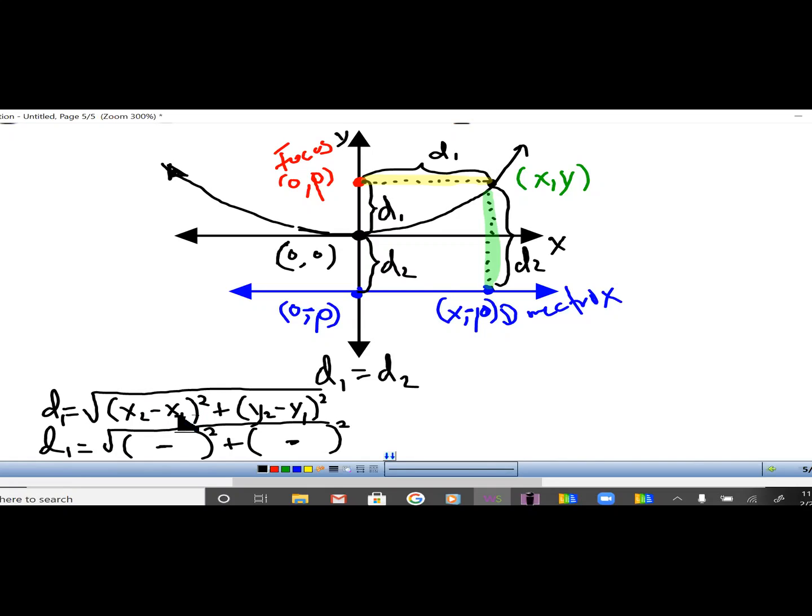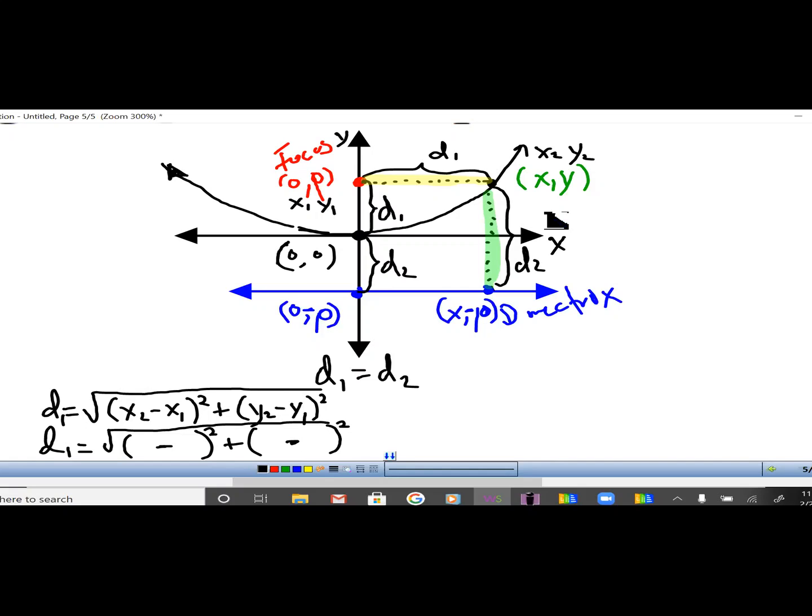So I need to fill this in for this distance. Look up, please. This distance, distance 1. So I need 2 points. I have my first point here, which is the focus, and the other point, which is x, y. But I need them labeled for this distance. So I'm gonna use the focus. This is gonna be my x sub 1, y sub 1. That means this point over here is what? x sub 2, y sub 2.